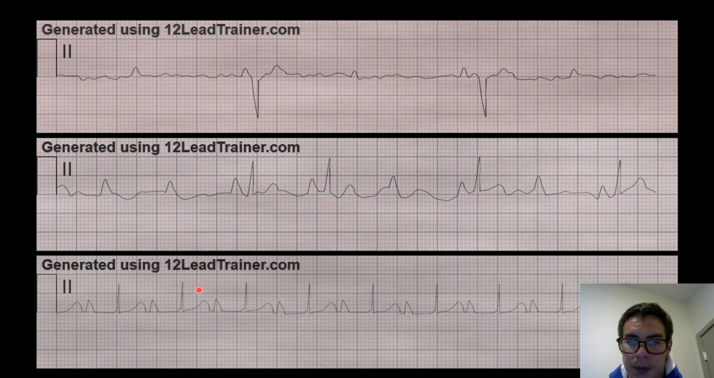Then this one down here, it actually does look pretty regular. Rate is about 100. There'd be more down here if my head wasn't in the way. So yeah, this is probably a sinus tachycardia, possibly normal sinus. But let me check intervals. QRS is narrow, so it's not coming from the ventricles. P waves are present. We do have one before every QRS, but our PR interval is wide or long. So that tells us that this is a first degree AV block.